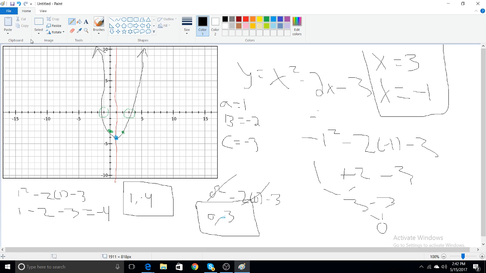Now the next one we'll be looking at is a one-real solution. So I'll just have to delete this real quick.